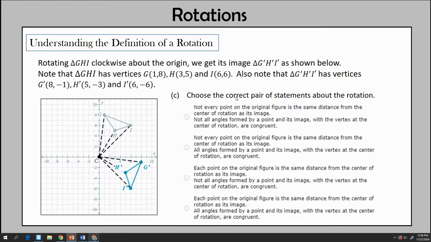And then last of all, choose the pair of statements that are going to be correct. And I'm going to go right down here to this one. It says each point on the original figure is the same distance from the center as its rotated image. Yes, that's what we did in part A. All angles formed by a point and its image with the vertex at the center of the rotation are congruent. They're all 90 degrees. That's what I want right there.